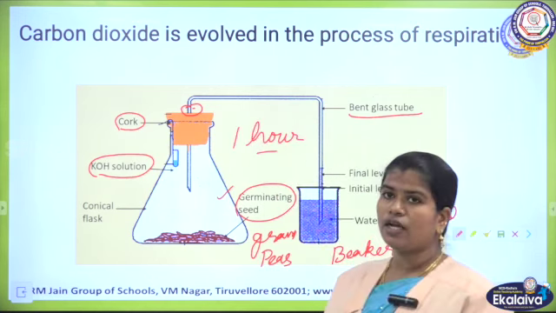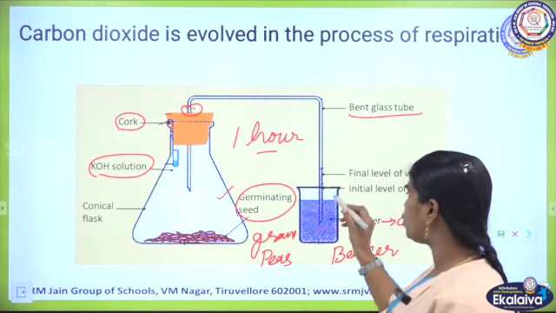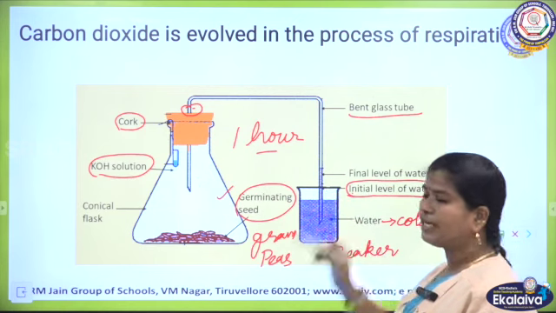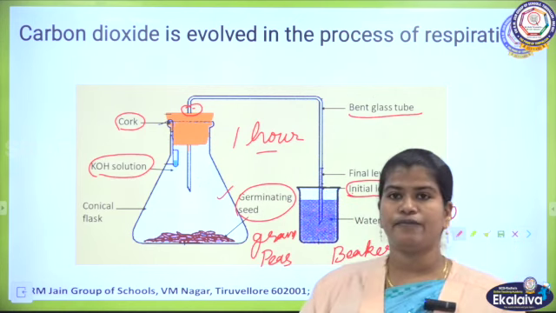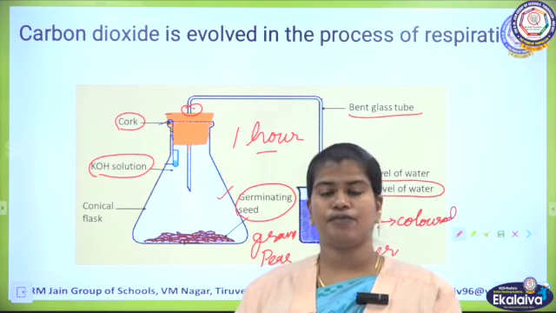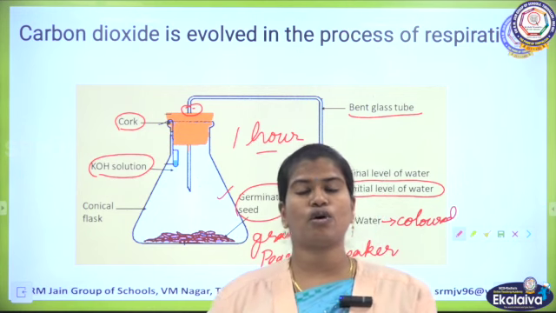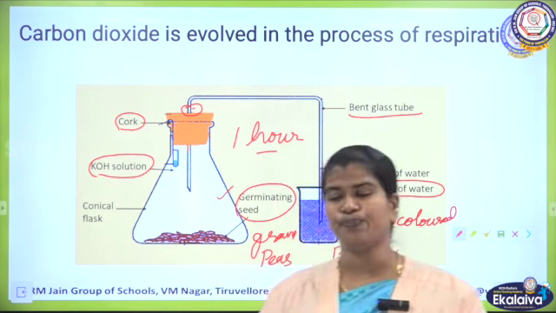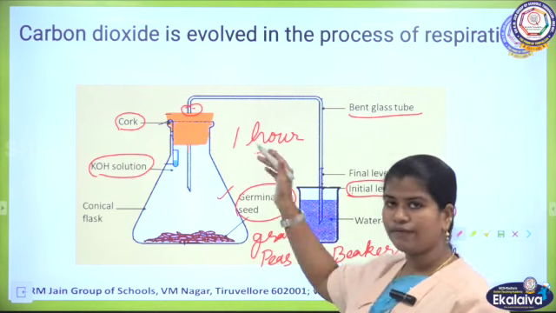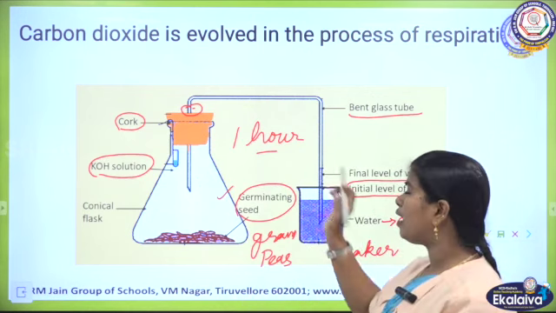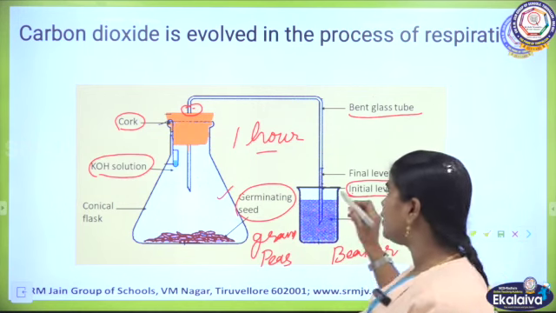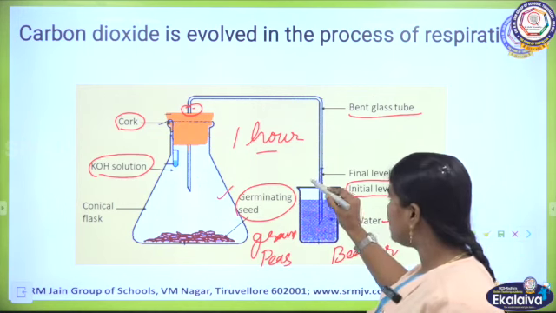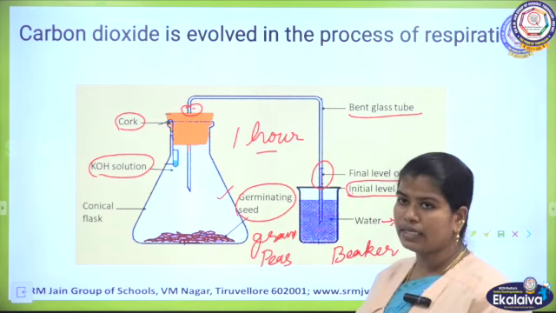and before leaving it, you are supposed to make a note of the initial level of the colored water in the bent tube. Once you have noted it, you have to leave it for 1 hour, and after 1 hour, the observation we are going to see over here is that there will be a rise in the water level.